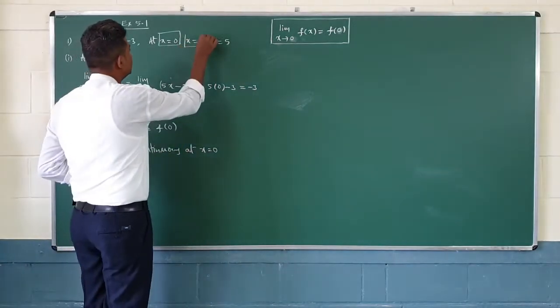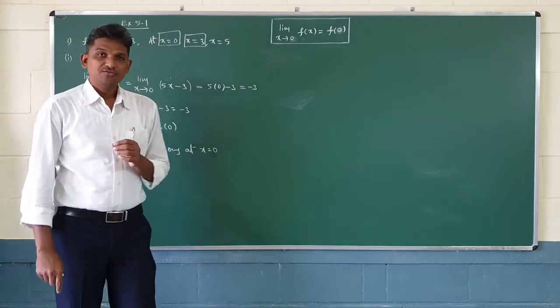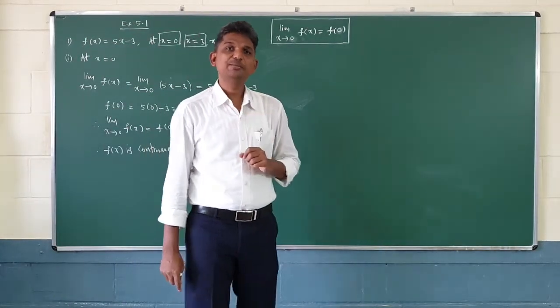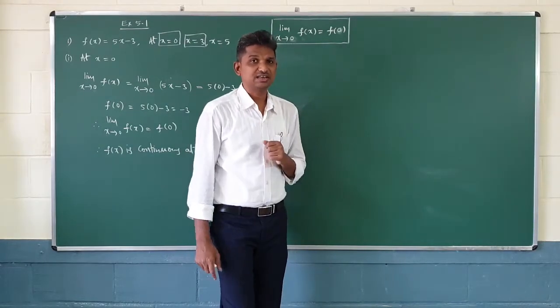Now at x equal to 3, we need to check the continuity at x equal to 3. When we say a function is continuous at x equal to a, if the limit as x approaches a of f of x equals f of a, then we say the function is continuous at x equal to a.